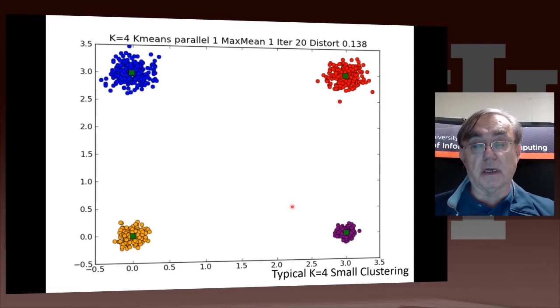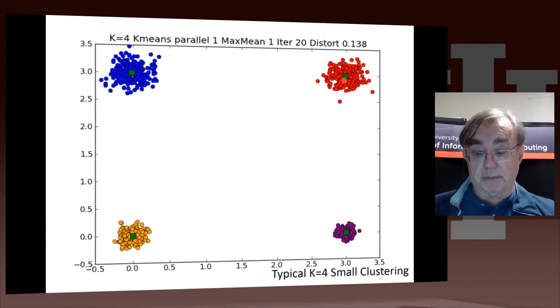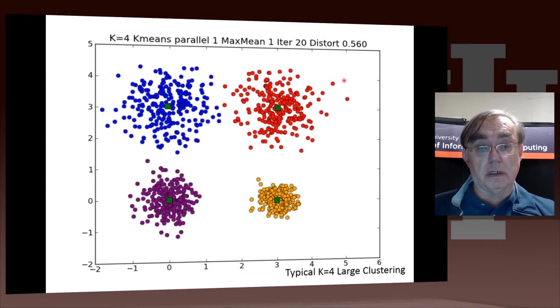Here's another example of 4 clusters with the small clustering, so very compact clusters. Clearly, it finds what you would hope it would find, that each of those individual compact clusters, which I made as separate clusters, has turned out to be separate. All of these things have 20 iterations.